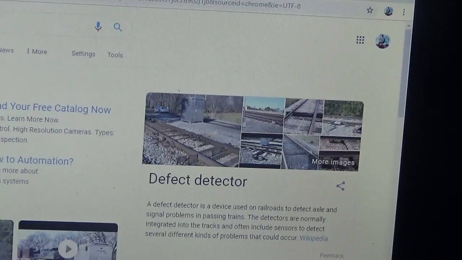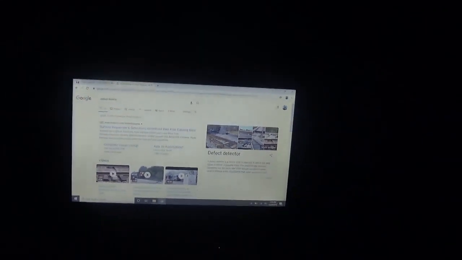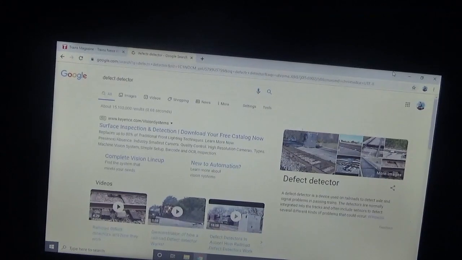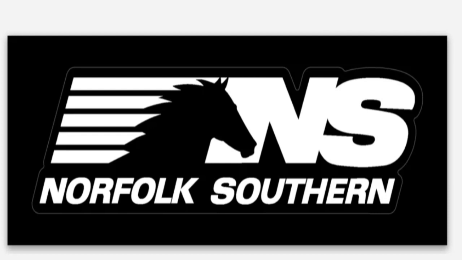But anyway, today I'm going to show you what exactly you hear on a defect detector. As you can see, we are about to find out. There are different railroads, and their defect detectors may sound different. They may have different things. Alright, so anyway, we're about to hear a Norfolk Southern detector.